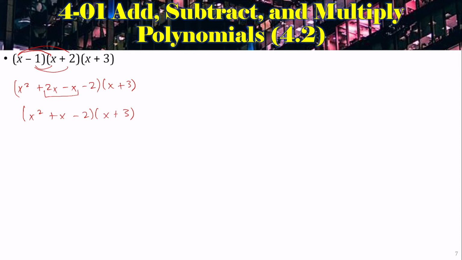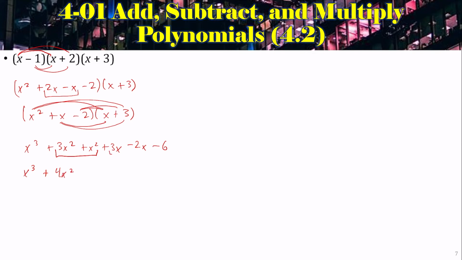Now, let's finish multiplying. So we'll have x squared times x, x squared times 3, x times x, x times 3, negative 2 times x, negative 2 times 3. So we took every term of the first group multiplied by every term of the second group. Then we can combine like terms. We'll make 4x squared and x.